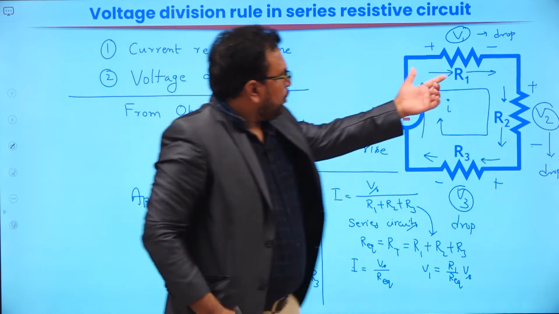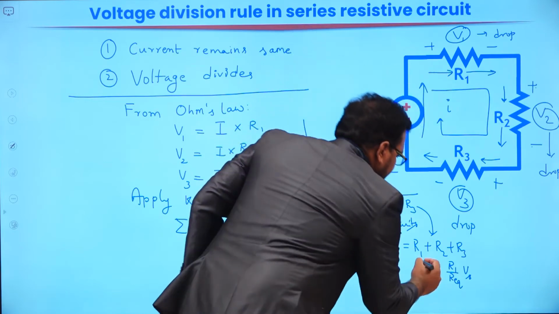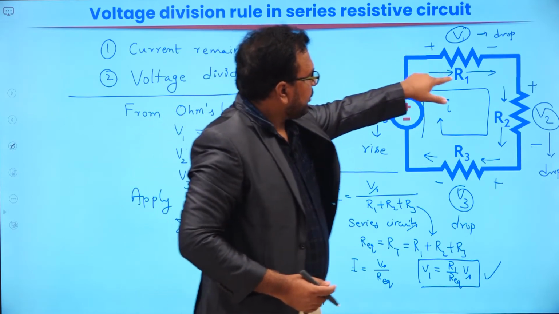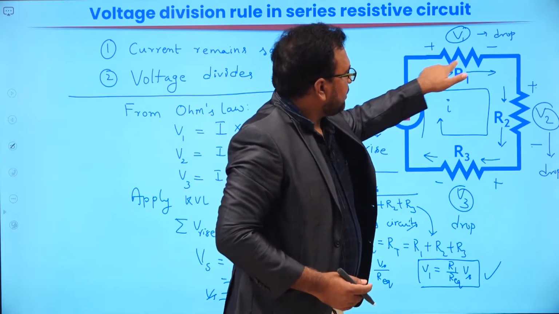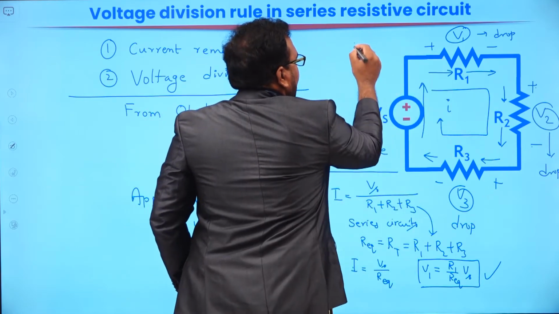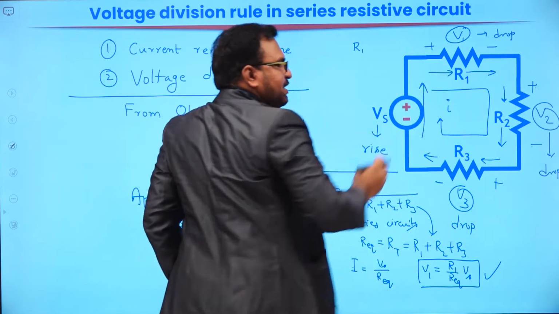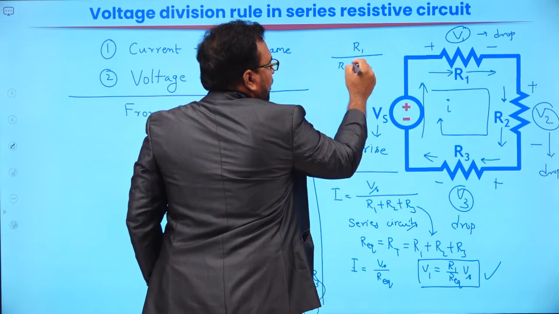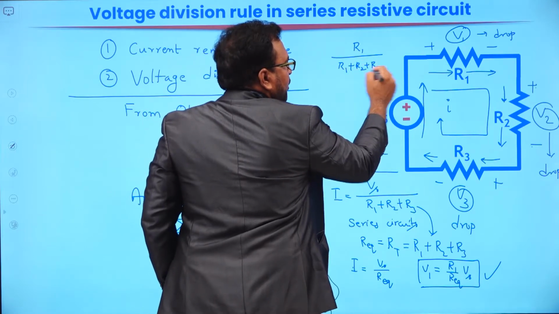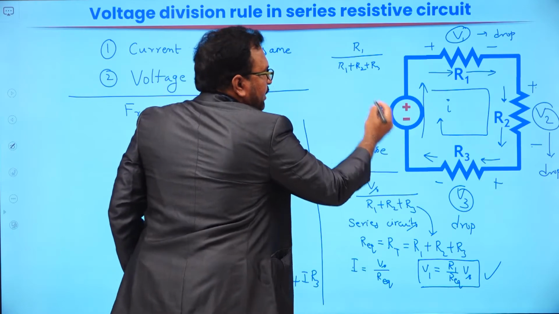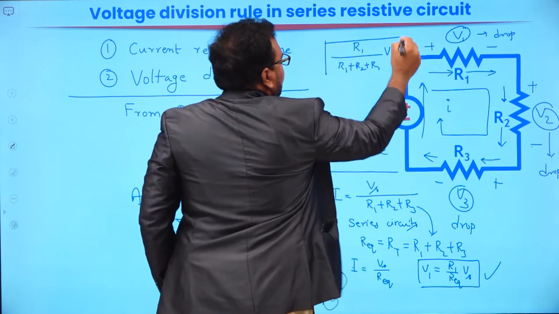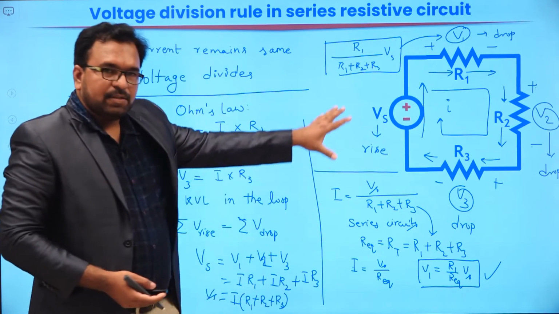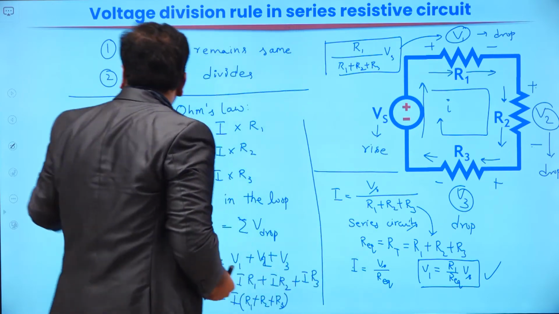So if you want to calculate the voltage across resistance R1, you are going to apply this voltage division rule. So what is the voltage division rule? When you want to calculate voltage across any resistance, the voltage across this resistance is R1, the resistance value itself, divided by the total resistance, that is nothing but R1 plus R2 plus R3, into the total voltage applied across this series combination, that is Vs. So this is the voltage across the first resistance. Without knowing all these things also, now we can apply voltage division rule in the circuit.